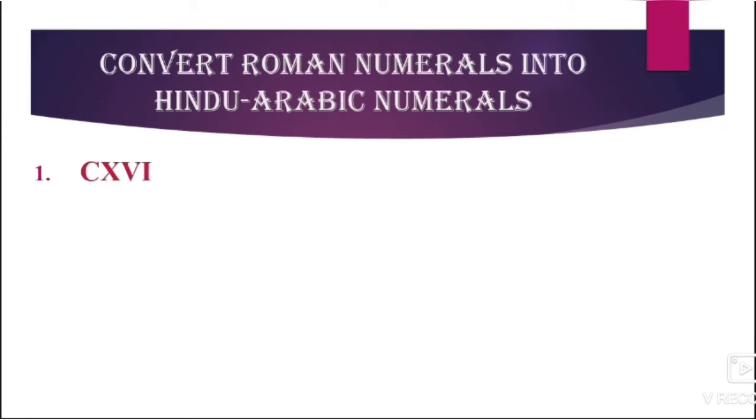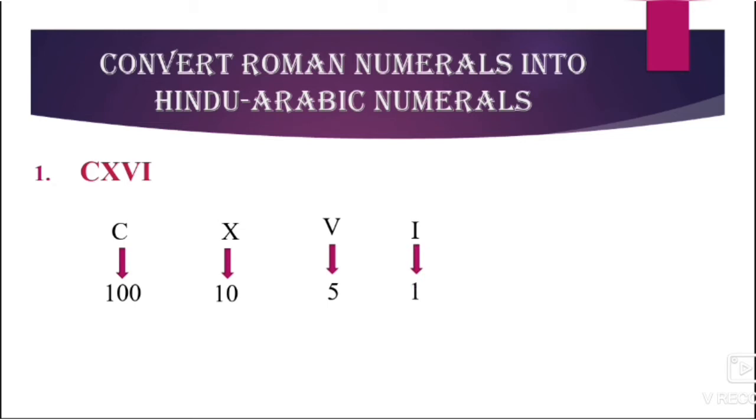Now, we are going to convert the Roman numeral CXVI into Hindu-Arabic numeral. For that, we have to write all the values. The value of C is 100. The value of X is 10. The value of V is 5. And the value of I is 1.